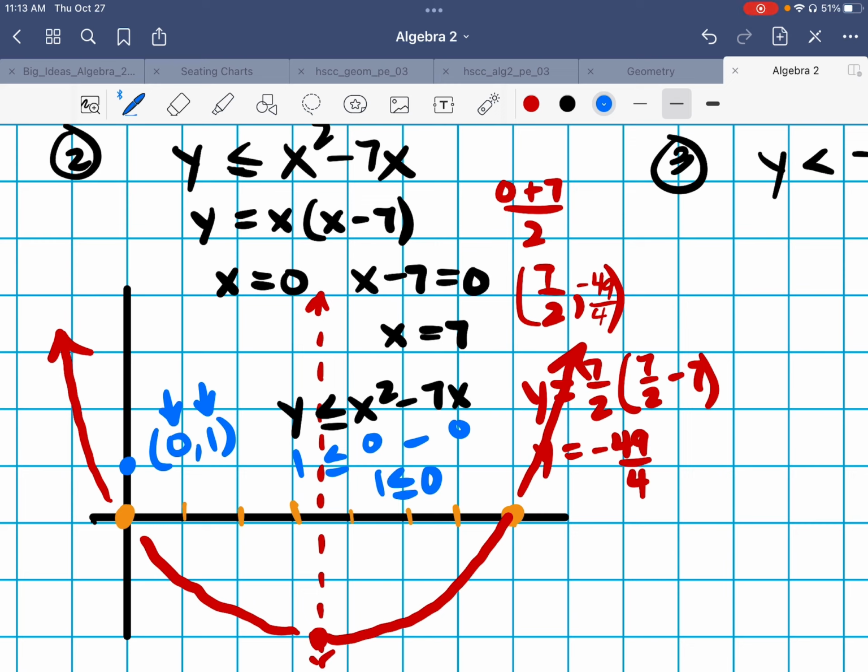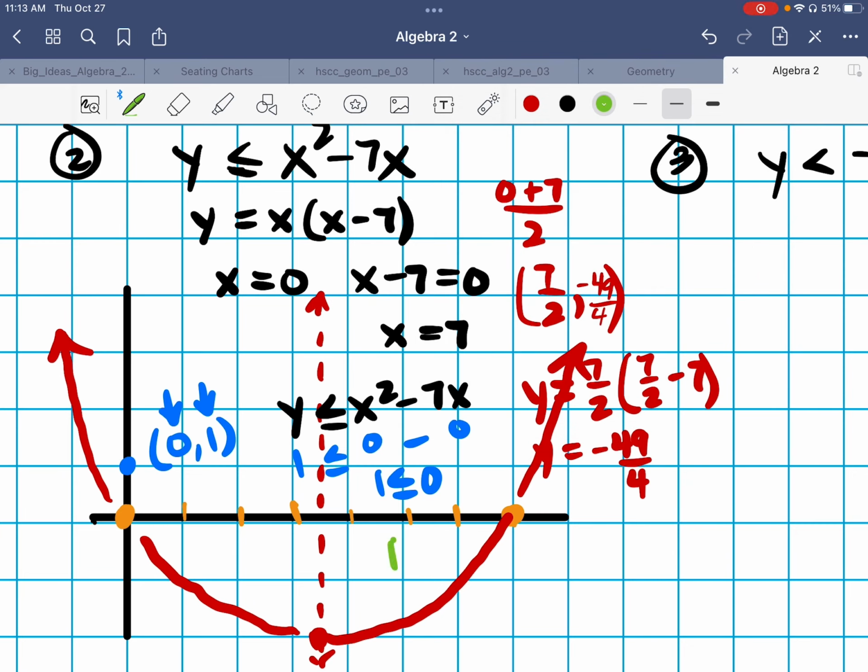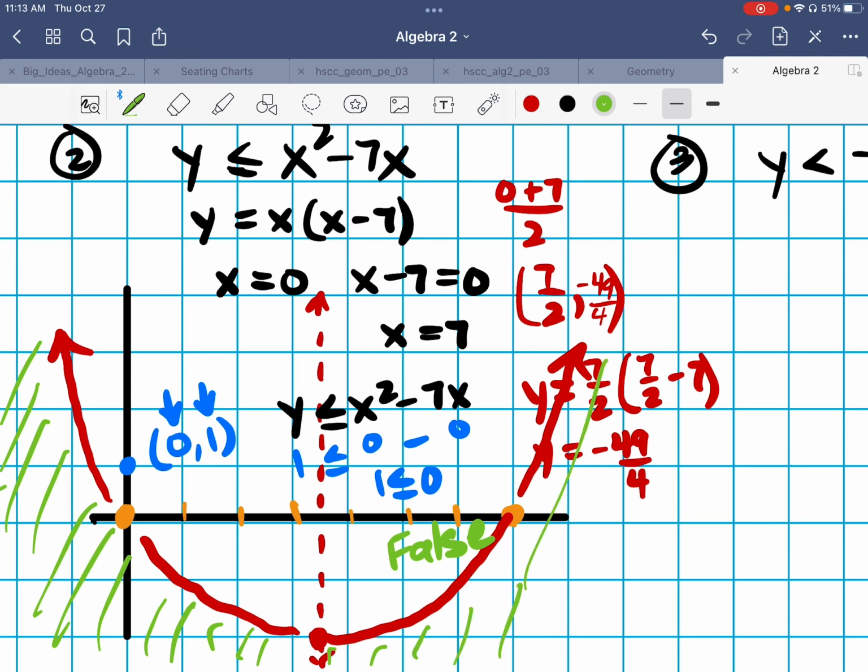I think about that, and I realize that that statement is just false. That statement does not make sense. So that tells me I can't shade inside the parabola. What I need to do is shade the outside region of the parabola. All the points on the outside will actually give me solutions that work. And this takes us through our third step of the technique of graphing quadratic inequalities.